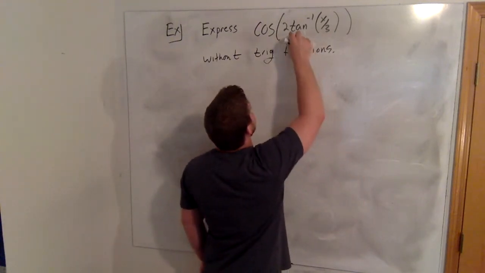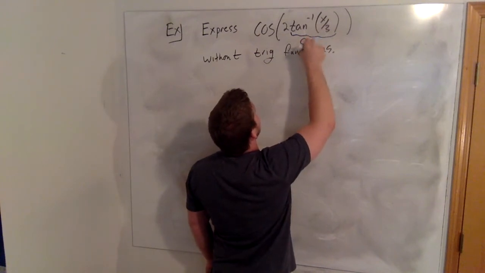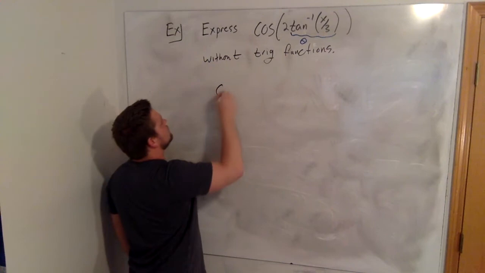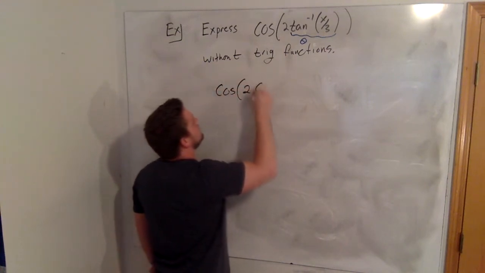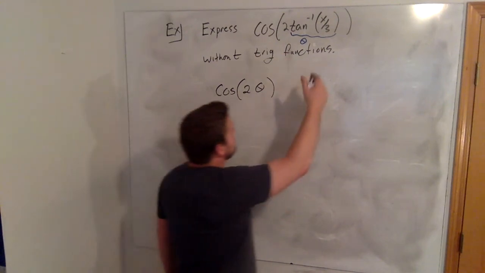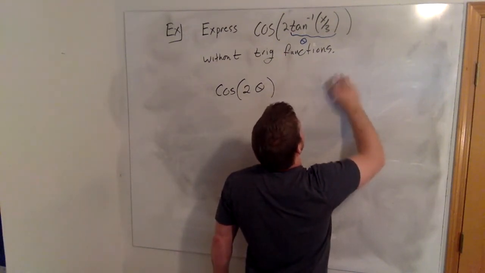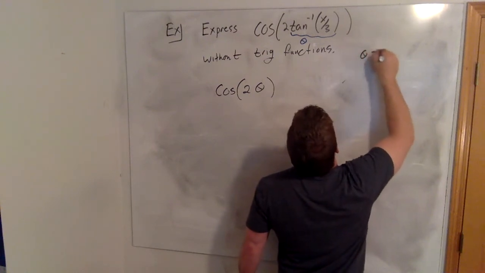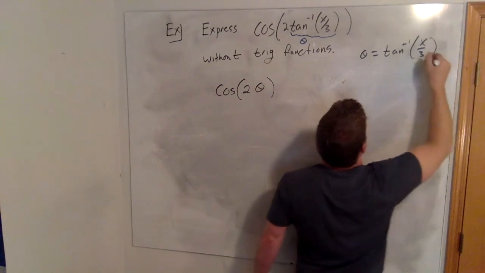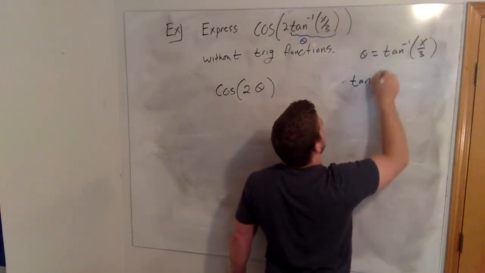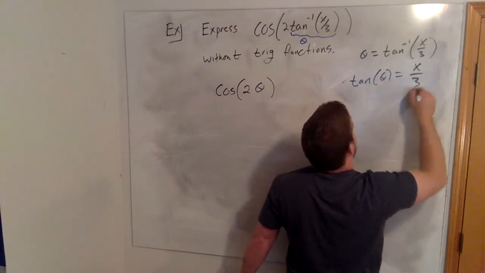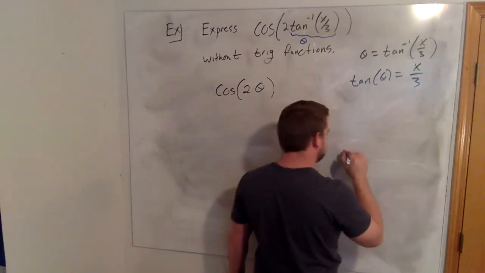Again, what we should realize is that inverse trig functions spit out angles. So what we're trying to figure out is the cosine of 2 theta. Specifically, we know that theta is equal to the tan inverse of x over 3. So we have that the tangent of theta is equal to x over 3. Let's go ahead and draw our triangle.